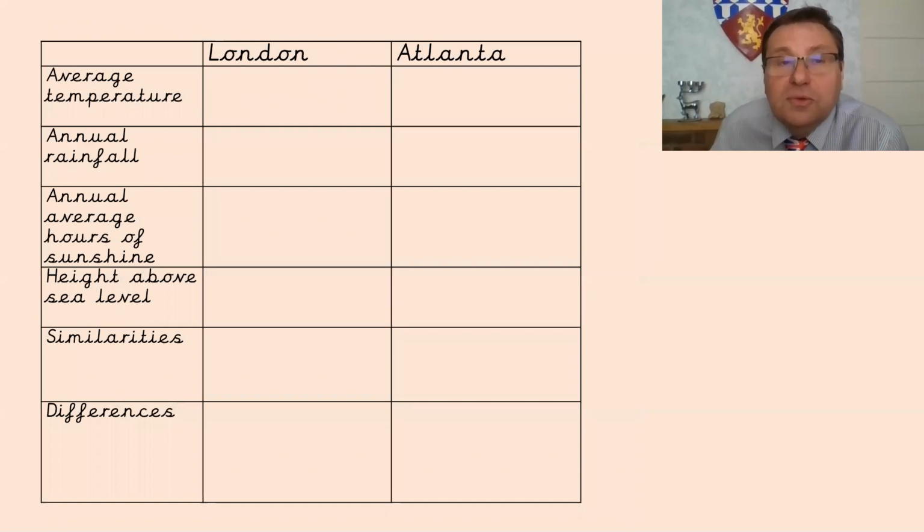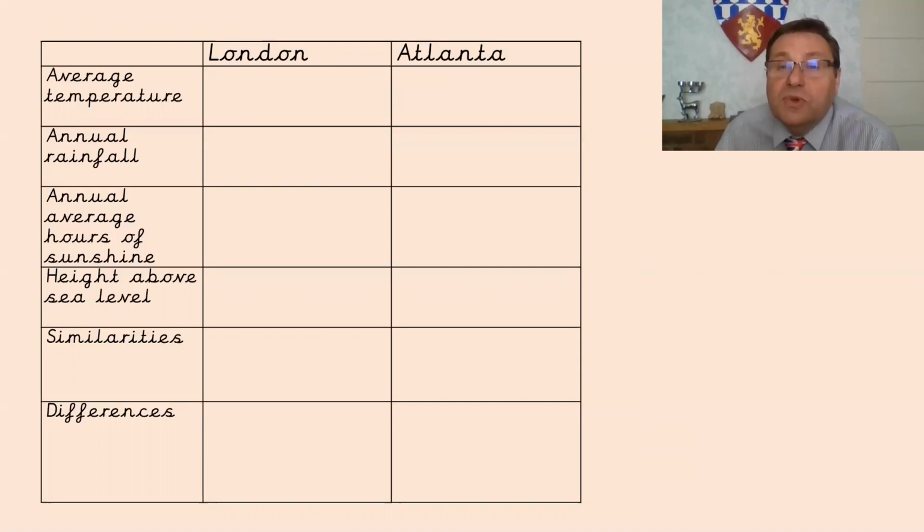Now, what I want you to do is get yourself a pen and paper, or pencil and paper, and draw yourself a grid, something like this one. Pause it so you can read each item, and then we're going to look at some data, some information, geographical maps and things, and see if you can work out the answers to the various bits you can fill in this chart. So we're going to be looking at average temperatures in London and Atlanta, rainfall, hours of sunshine, height above sea level, and some of the similarities and differences that we can do.